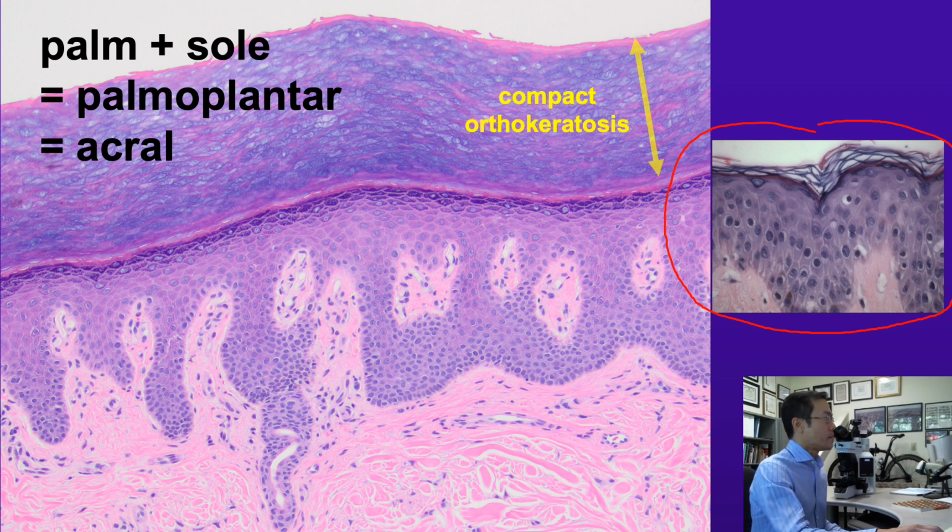In contrast to the basketweave orthokeratosis of the typical skin on trunk and proximal extremity, acral skin tends to have a very thickened and compact appearance. So you lose those empty white spaces that contribute to the basketweave pattern on other sites. It's just solid. And notice also it's still orthokeratosis because we do not see any retained nuclei.